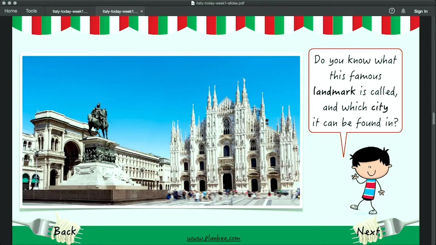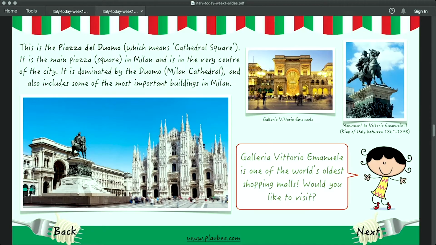Do you know what this famous landmark is called? Which city is it found in? This is the Piazza del Duomo, which means Cathedral Square. It's the main piazza in Milan and it's in the very centre of the city. It's dominated by the Milan Cathedral and it includes some of the most important historic buildings in Milan.